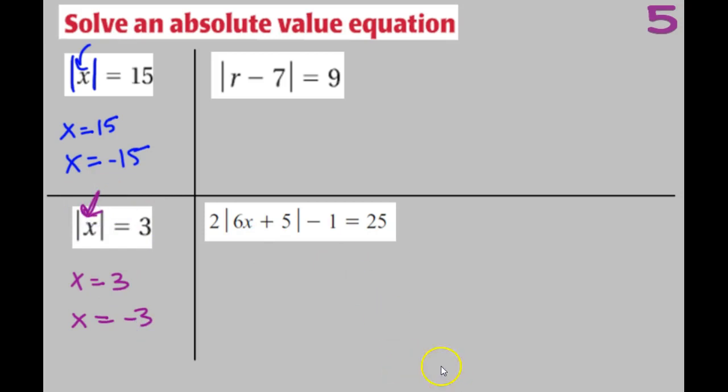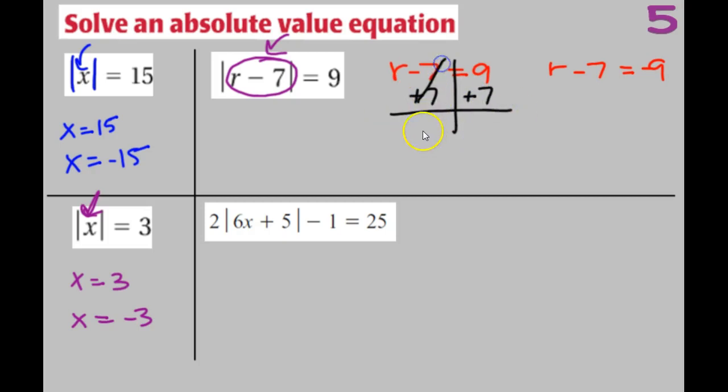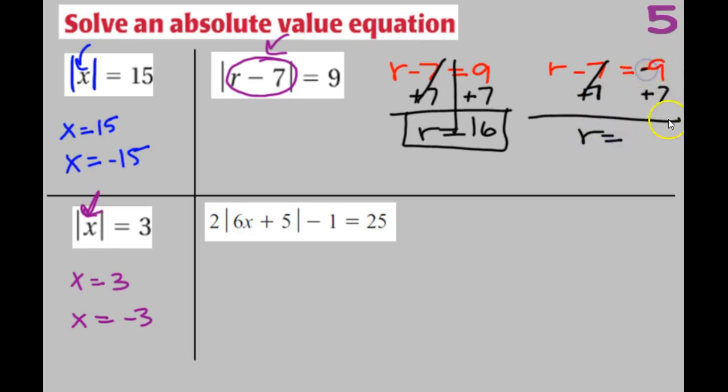So if we look at this next one, what could I put in here to make it come out 9? Well, this whole piece would have to equal 9 or negative 9. So we're going to solve both equations. r minus 7 could be 9, or r minus 7 could be a negative 9. So we just have to solve both. So add 7 on both sides. r is equal to 16. Or if I add 7 here, negative 9 plus 7 is negative 2.